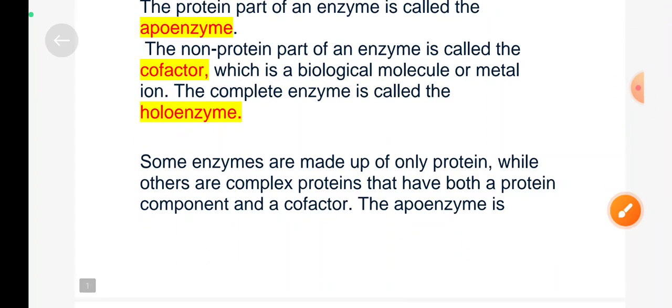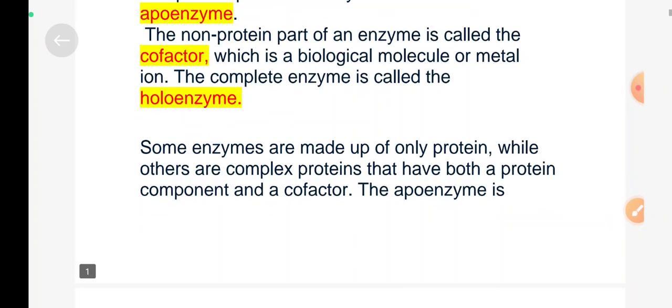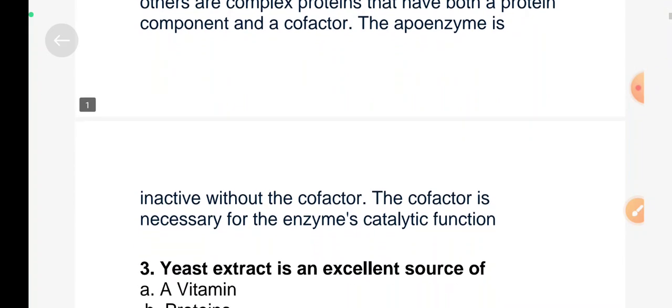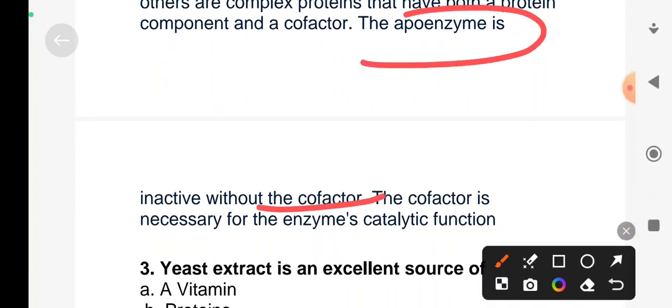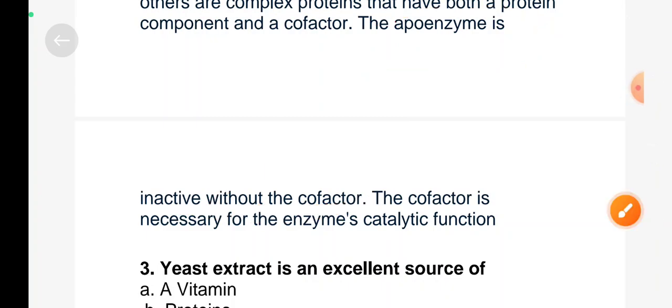Some enzymes are made up of only protein, while others are complex proteins that have both a protein component and a cofactor. The apoenzyme is inactive without the cofactor. The cofactor is necessary for the enzyme's catalytic function.